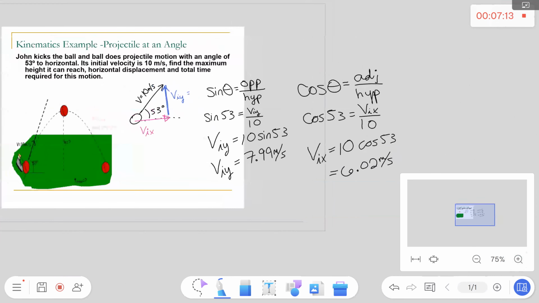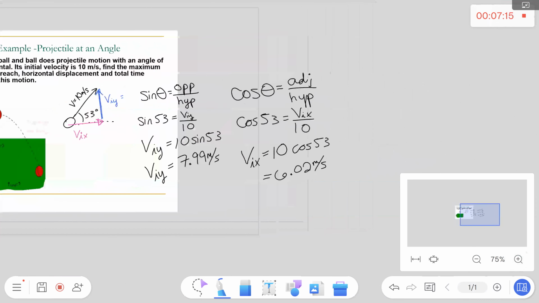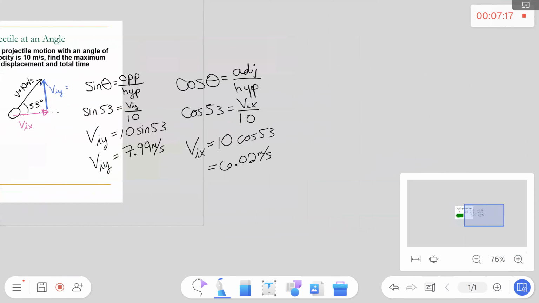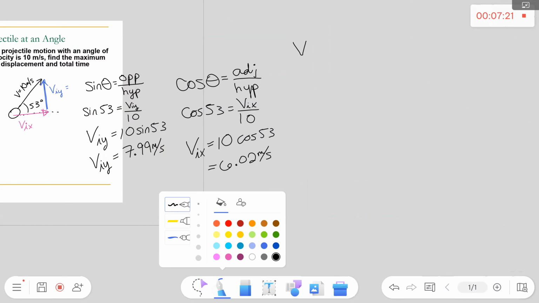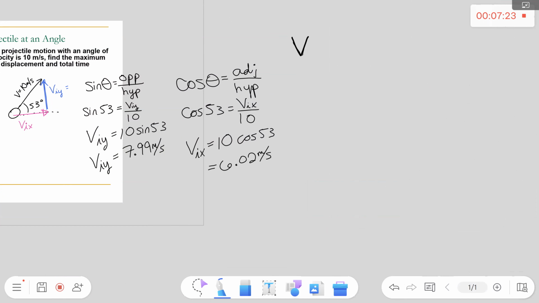Okay, all right. I'm going to take that picture. I'm going to disappear so I can start writing my information. Here's what we know. We know initial velocity. I'm going to bump up that thickness. We know initial velocity in the x direction is 6.02. We know initial velocity in the y direction is going to be 7.99.